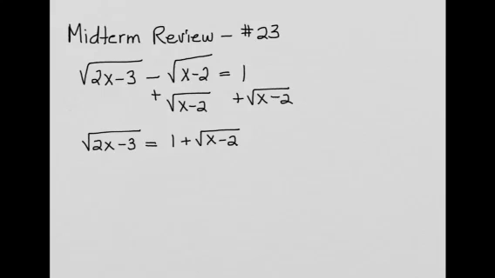So now I can square both sides because I have a radical isolated. But when I do that, first of all, on the right-hand side, I have to use parentheses, and we're going to have to FOIL that. So I have the square root on the left of 2x minus 3, and we're squaring that. The radical and the square cancel out, and I just have 2x minus 3. On the right-hand side, off to the side, I'm going to multiply 1 plus the square root of x minus 2 times itself.